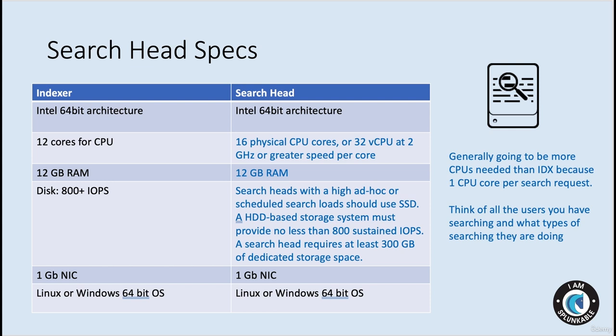And basically, the most important thing to take away is the searches that are going to be performed. You need to consider how many CPUs you're going to need, generally 1 CPU core per search request, and just think of the search head needing more CPUs than the indexer, kind of keeping the other stats very similar, and you'll be good to go.